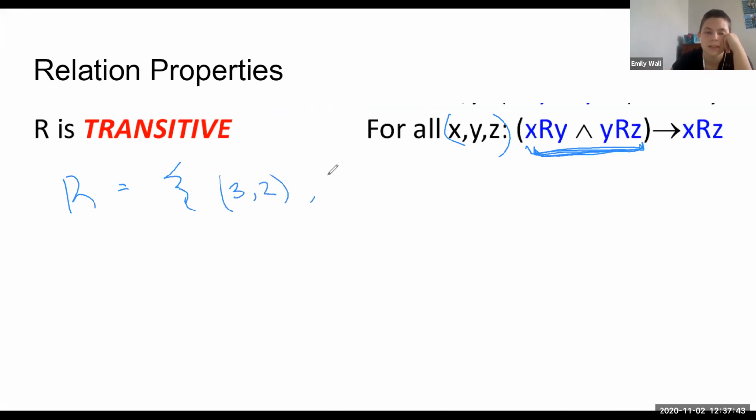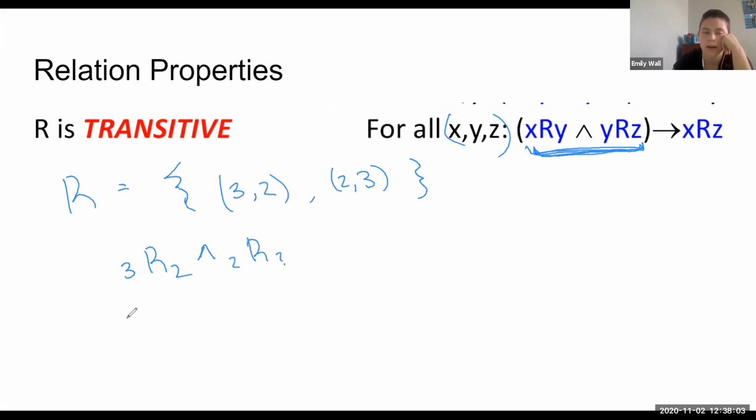We got to think about something like this. I'm just reusing the same relation. Let's ask if this is transitive. I start with the first pair, and I go, okay, 3 relates to 2. And then I want to figure out everything that 2 relates to.